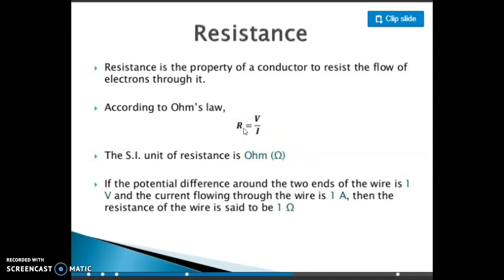Hopefully you have understood the concept Ohm's law, derivation and resistance, its units. So go through the topic.